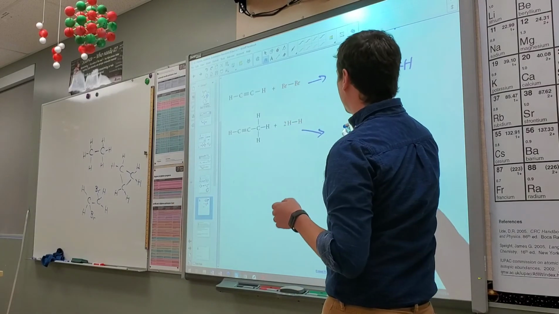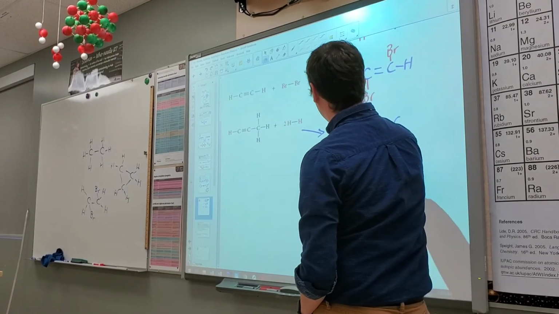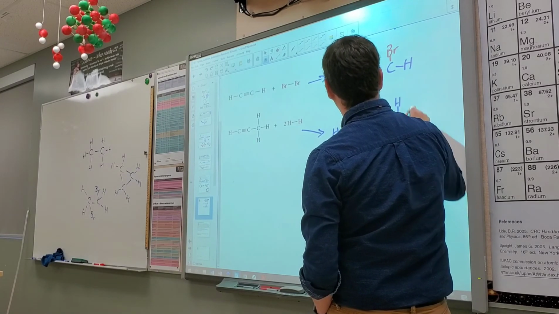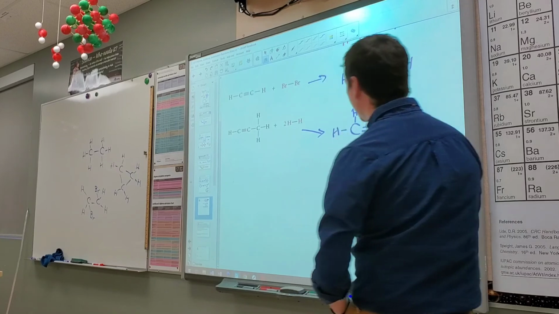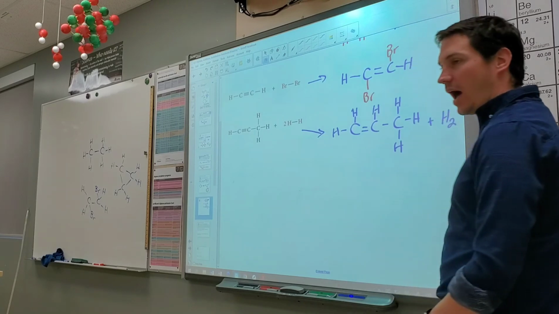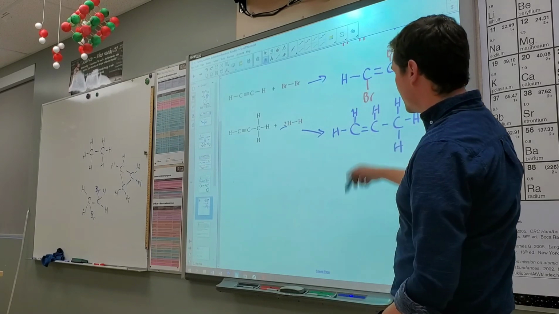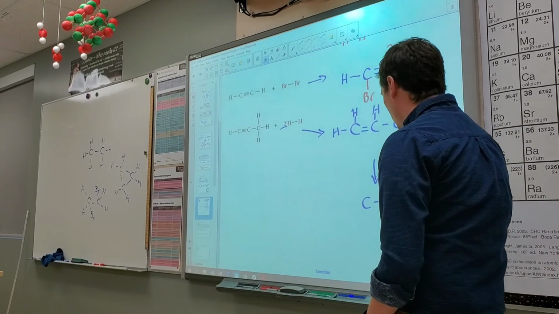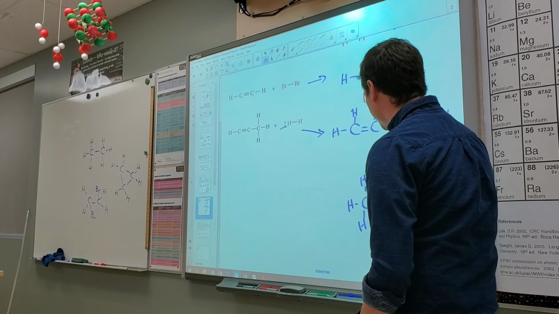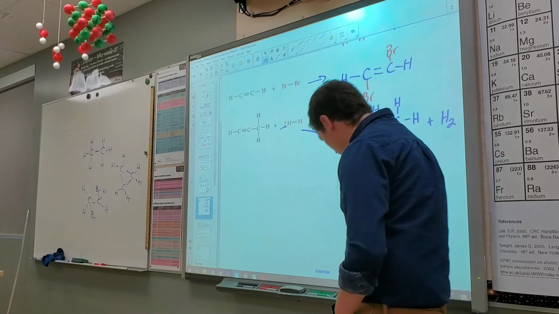The first product, carbon, carbon, carbon with the double bond. But then we add a second round of hydrogen gas to this, and that second round turns the double bond into a single bond. So it just turns into propane, right? Good.